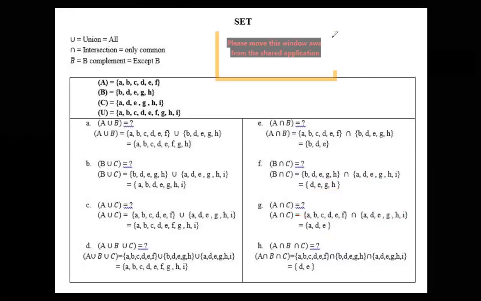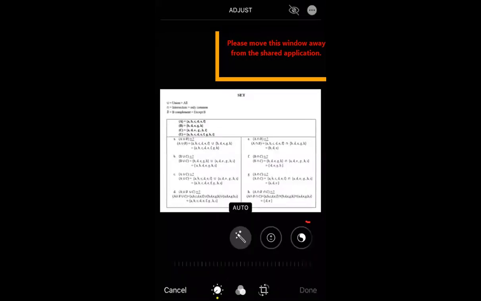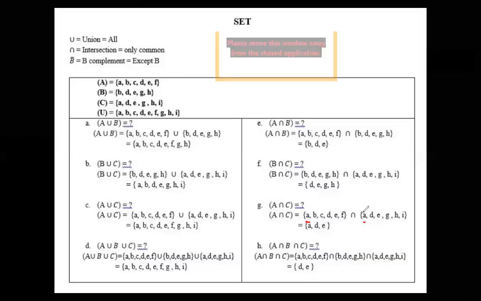Okay, so let me clear this one and show you the answer. What is the answer of A intersection C? It is A, B, E. What are the common numbers? You can see A is common, B is also common, and E is also common. So these are the common numbers, and this is the answer of A intersection C.